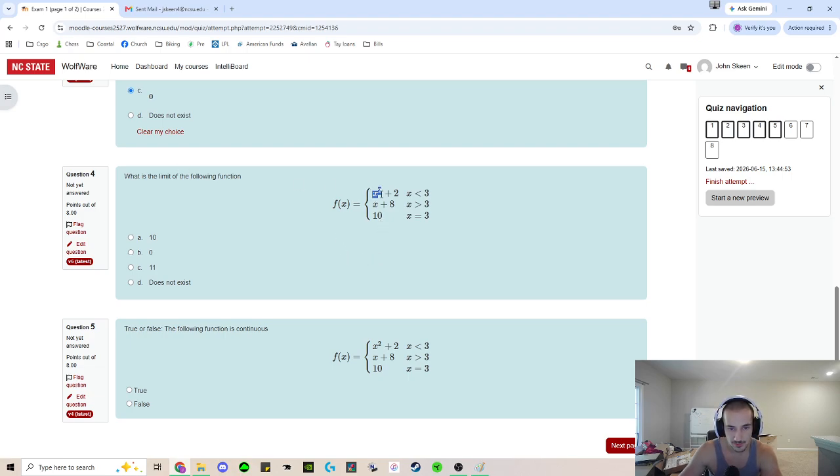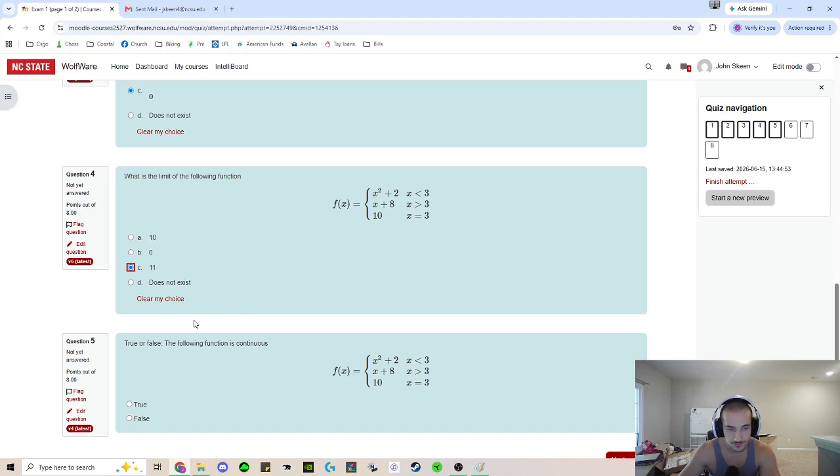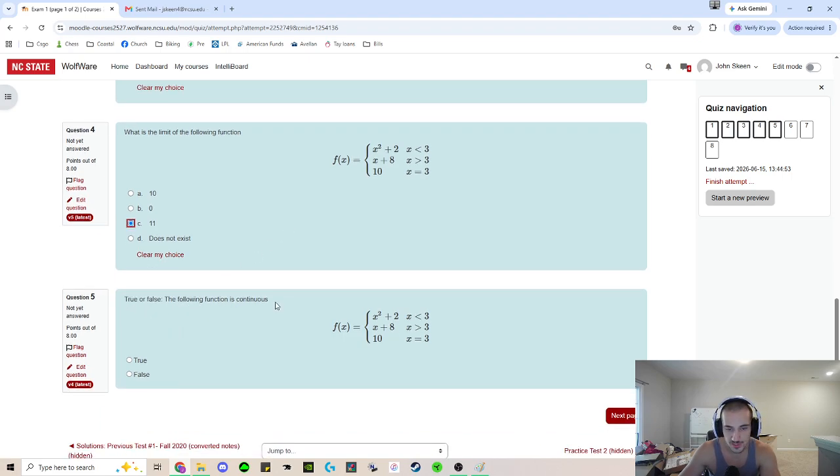Okay, so x squared plus 2, we plug in at 3, and this is going to be 3 squared plus 2, is 9 plus 2, is 11, right? That's the left-hand side limit. The right-hand side limit is just 3 plus 8, which is also 11, which means that our limit here is 11. Now the question, true or false, the following function is continuous.